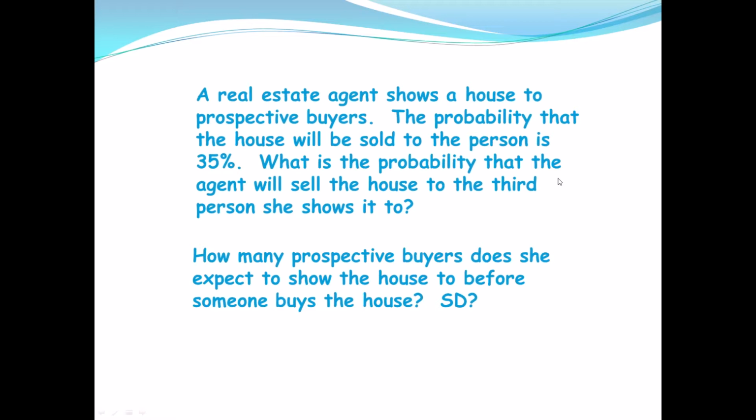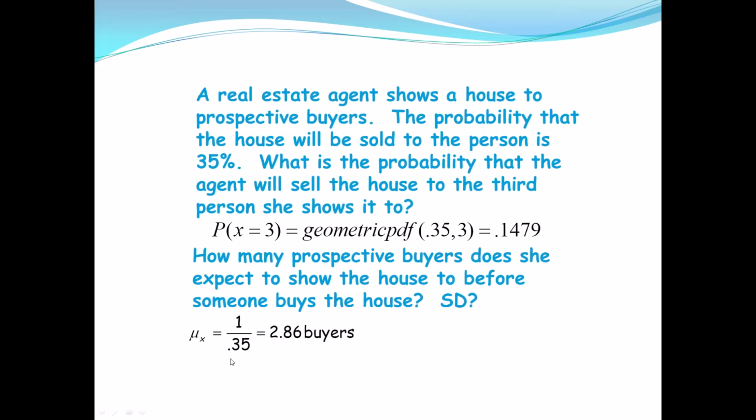All right, so a real estate agent shows a house to prospective buyers. The probability the house will be sold to the person is 35%. What is the probability the agent sells the house to the 3rd person she shows it to? All right, so that is a PDF because it's sell it to the 3rd person exactly. So it's just 0.35 comma 3. So there's your answer. How many prospective buyers does she expect to show the house to before somebody buys the house? All right, that's just 1 over 0.35, which is a little under 3 buyers.